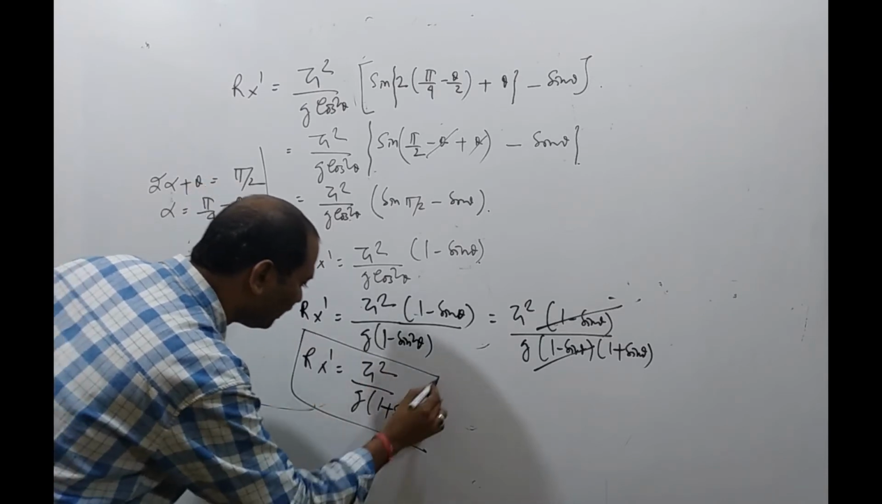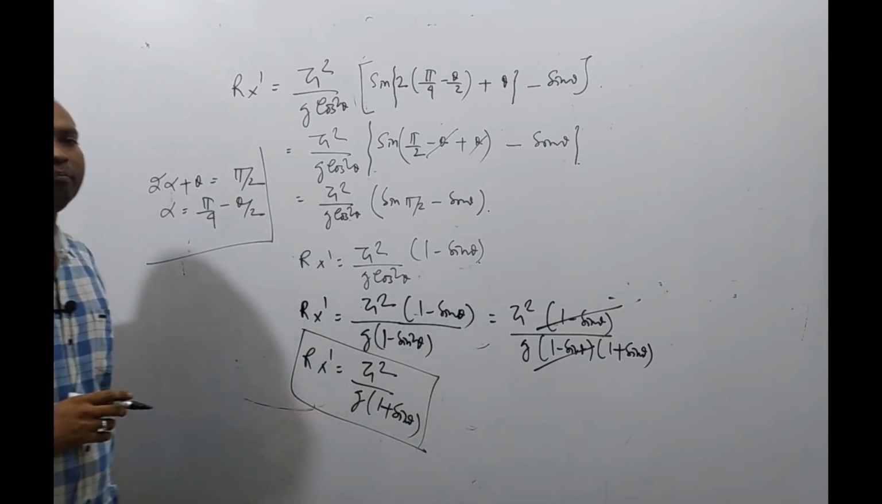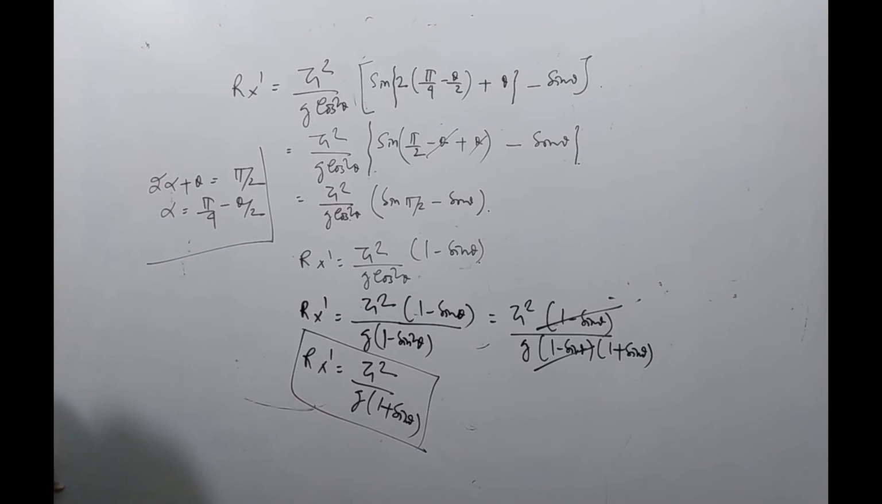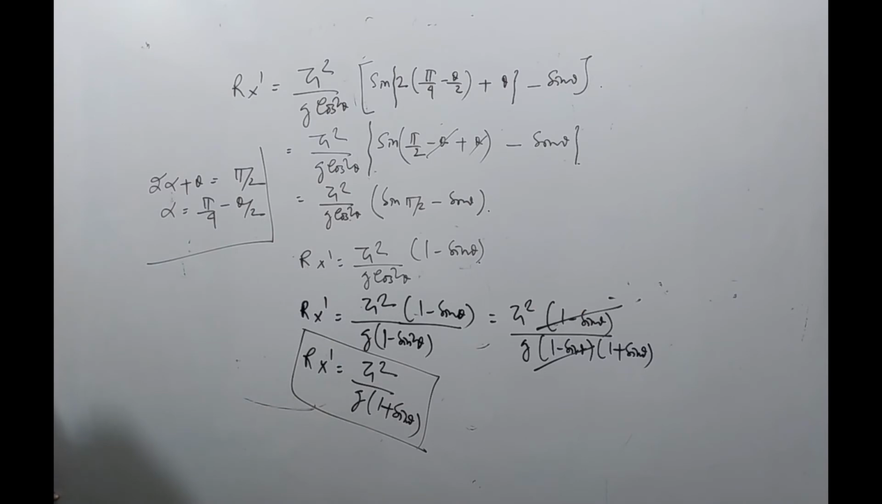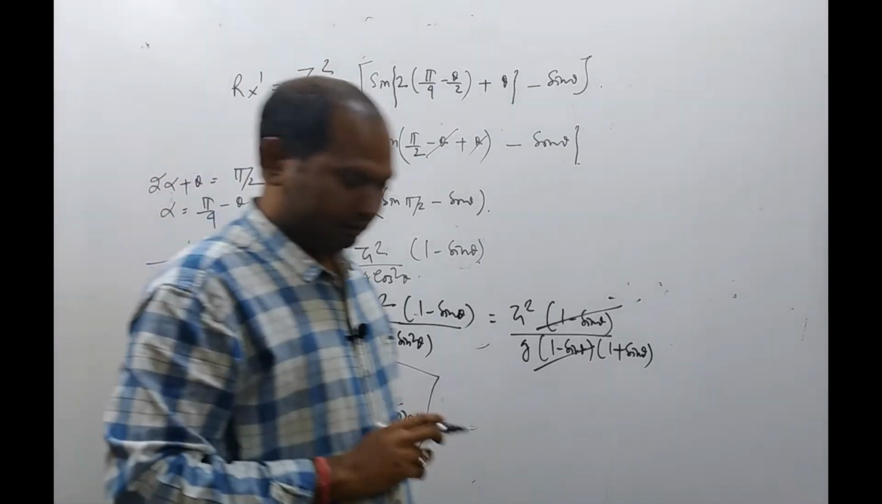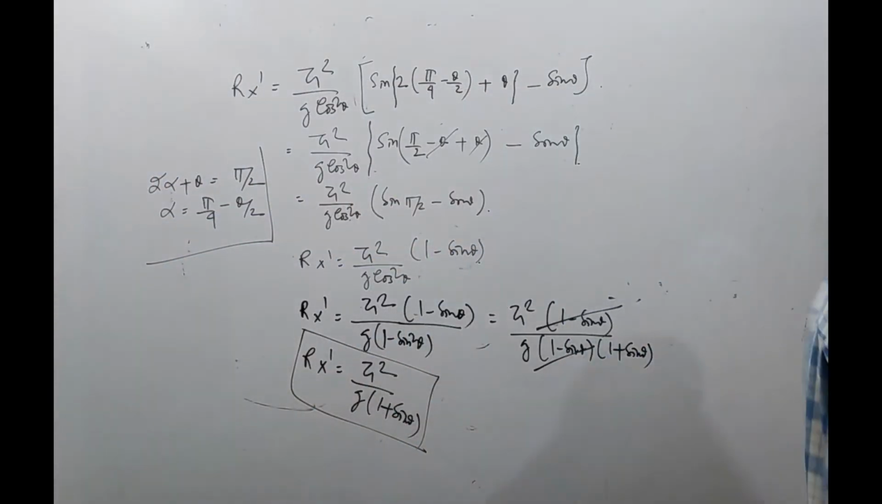You should keep this expression in your mind for the maximum horizontal displacement in x dash axis, or on the inclined plane. R x dash is equal to u square by g into 1 plus sin theta. That is the maximum displacement. Write it down. And now we should solve some questions with these concepts.